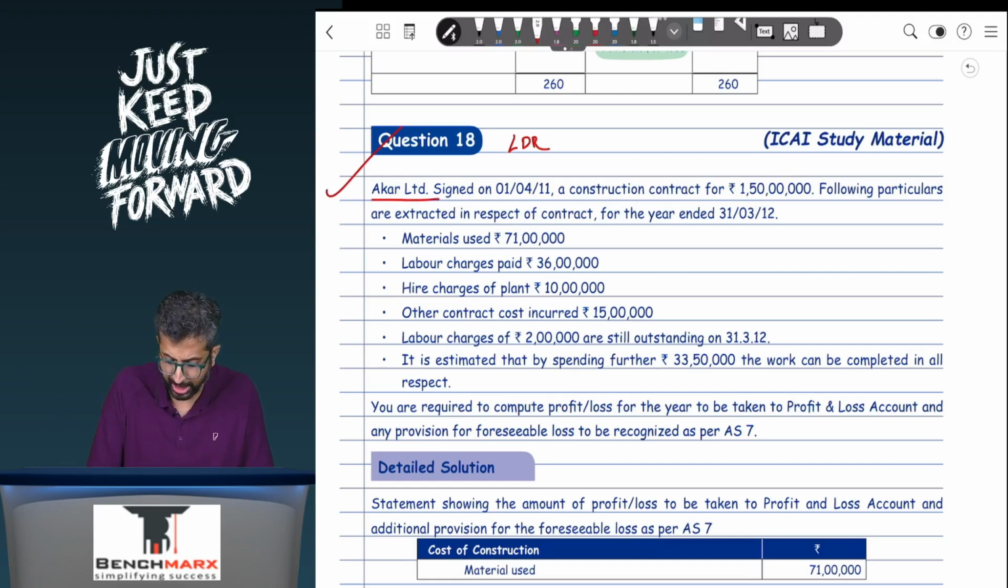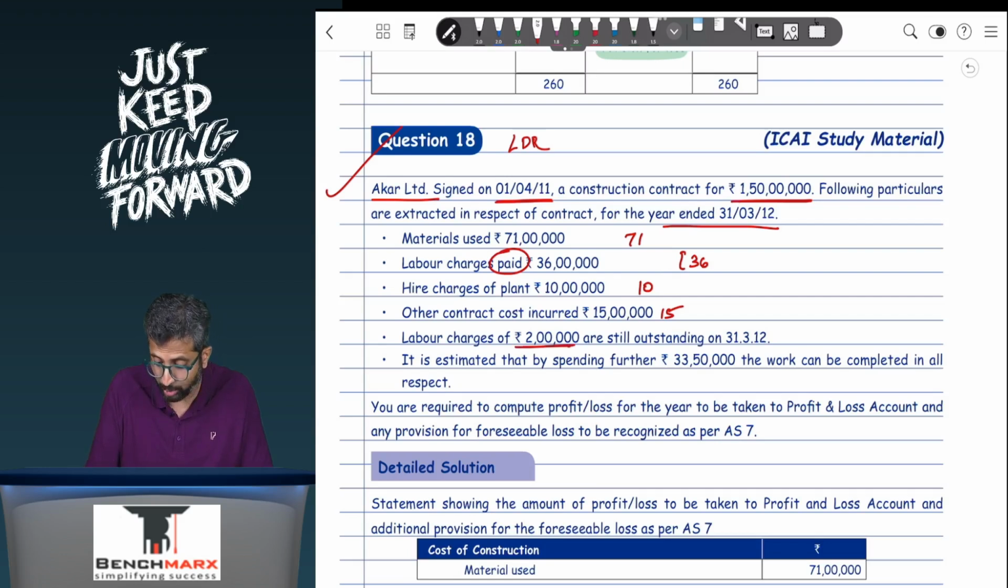Akar Limited signed on 1st April 11 a construction contract for 1 crore 50. This is the transaction price. The following particulars are extracted in respect of the contract for the year ended 31st March 2012. Materials used 71 lakhs, that will be a part of cost. Labor charges paid 36 lakhs should be a part of cost ideally. Hire charges of plant, maybe to construct this, should be a part of the cost. Other contract cost incurred 15 should be a part of cost.